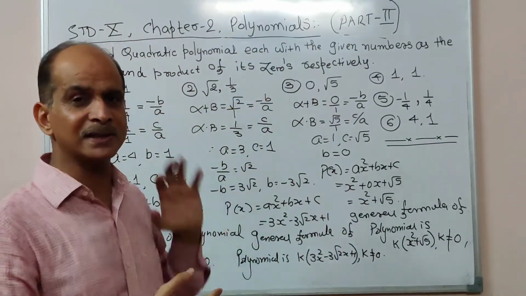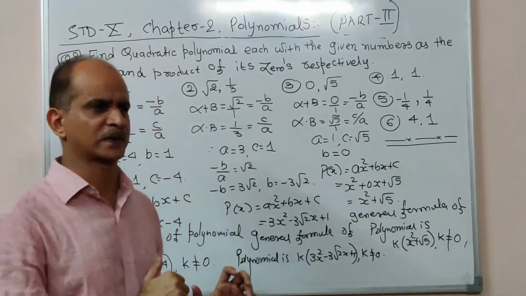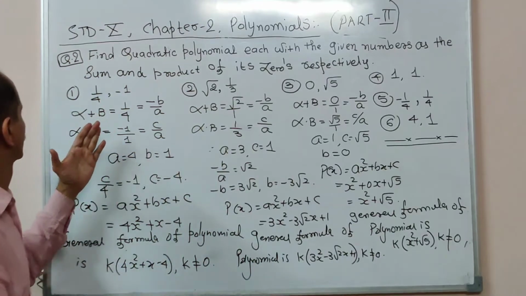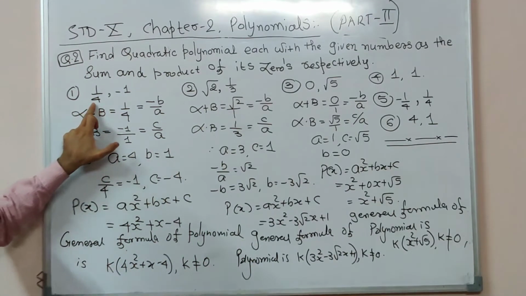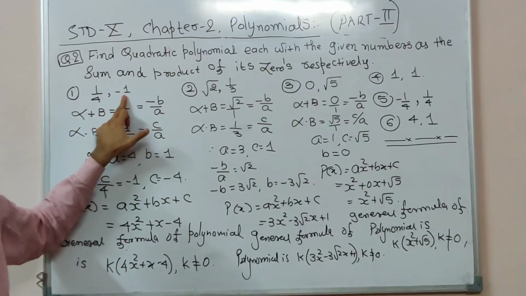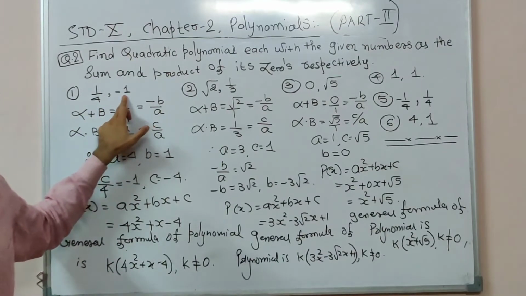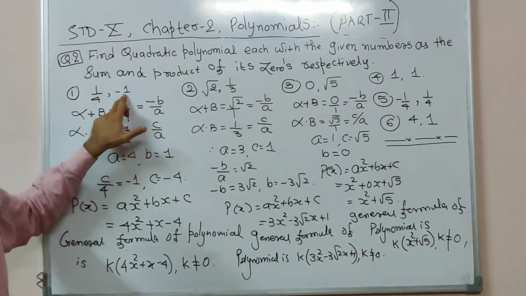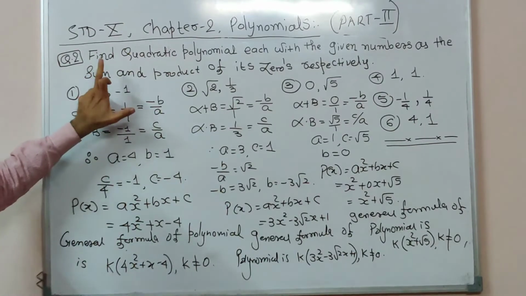But now in this example, it is just the inverse process. What is given to you? The sum of the zeros and the product of the zeros are given to you, and your aim is to find the quadratic polynomial. Let me read this example.